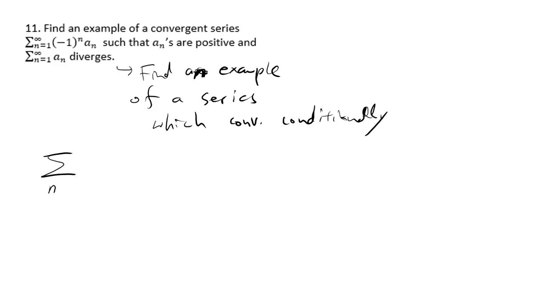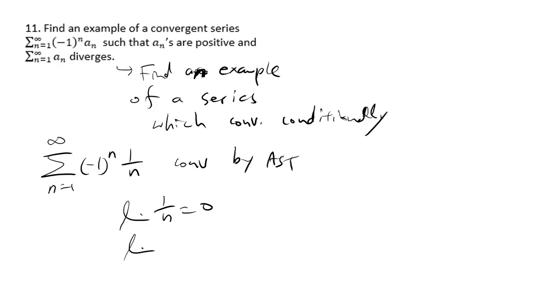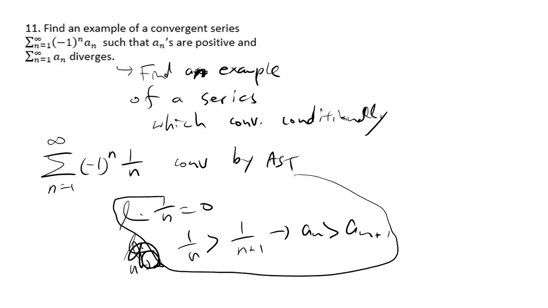Well, that's very well known too. You should know this. This one converges by AST because the limit of 1 over n is 0, and also 1 over n is less than 1 over n+1, so a_n is bigger than a_(n+1). By these two conditions, we know that this converges by AST, but the sum of 1 over n, when you take the absolute value, diverges because it is the harmonic series.